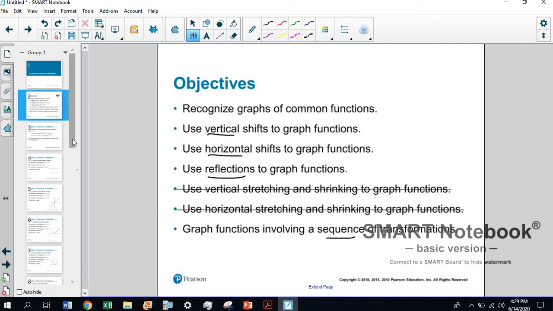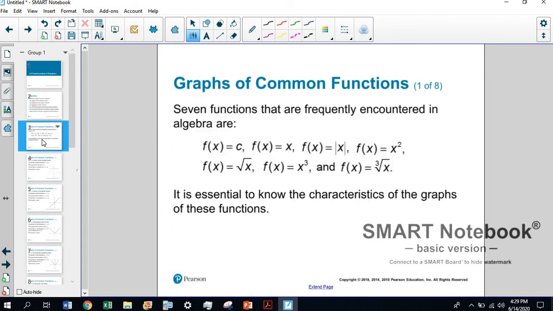Okay. But the first thing you need to know is the basic graph for about 8 common functions. So the first common function is the constant function, f of x equals c, and then there's the straight line function, absolute value function, parabola, square function, square root function, cube function, and the cube root function. These 7, I said 8 earlier, but 7 graphs you need to know.